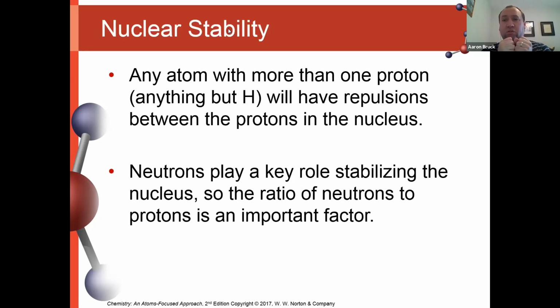Now, we also know that neutrons play a pretty key role in stabilizing the nucleus and making it so that the nucleus is not going to just fly apart into a bunch of different individual particles. And so when it comes to looking at stability, we often will look at the ratio of neutrons to protons, how many neutrons do I have per proton. And that is going to be a considerable factor in the matter.